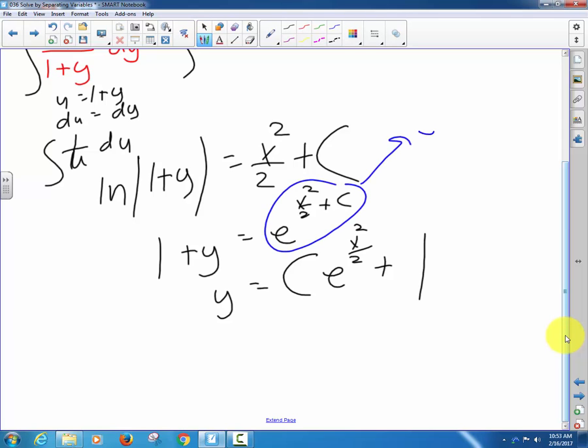This is the same as e to the x squared over 2 times e to the c. And that e to the c here is just a number, and we're going to call it a capital C there. So y equals C e to the x squared over 2 plus minus 1. Thank you. Minus 1, yes. Sally told me, but didn't tell me there. Her look on her face said, oops. Yes?